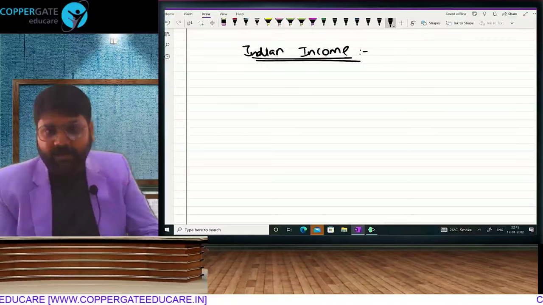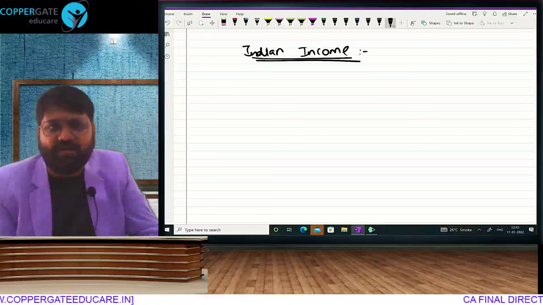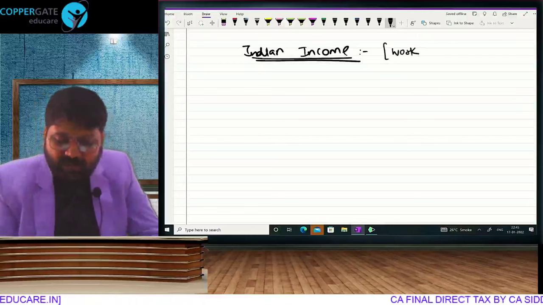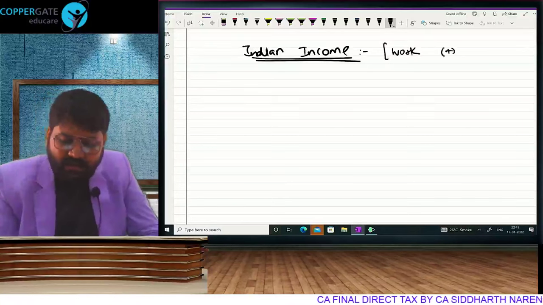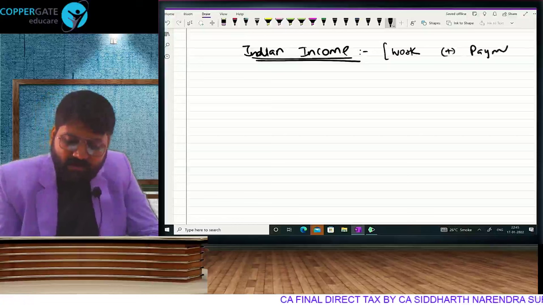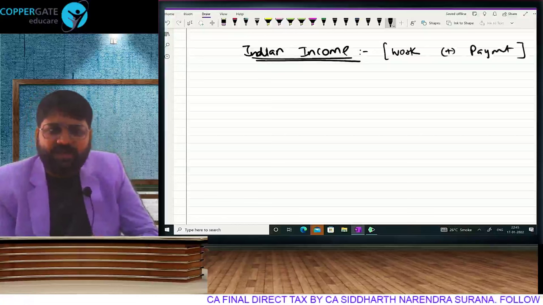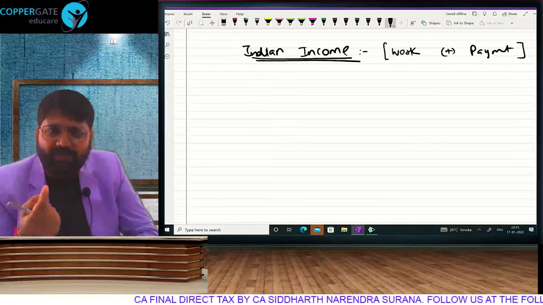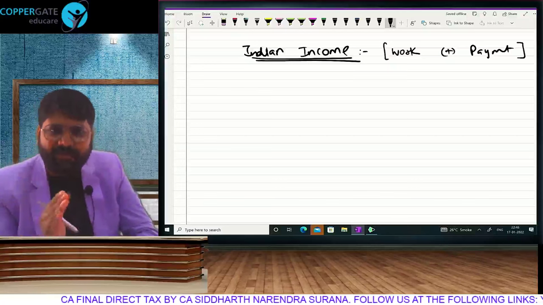Income can be earned in 2 steps. This does not require taxation knowledge. This is not rocket science. This is common sense. For earning income, you have to first work. Without working, you don't earn income. And then, you get your payment. The process of earning income is of 2 steps. Something as simple as you are having a job in any company. So, full month you work, and at the end of the month, you get your salary.